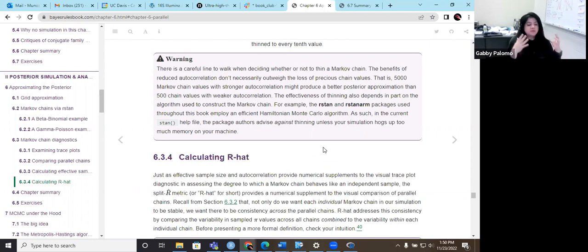But like I said, it's always good to know a little bit of how Stan works, how JAGS works, so that you sort of understand the differences, right? But it's just so much to learn.